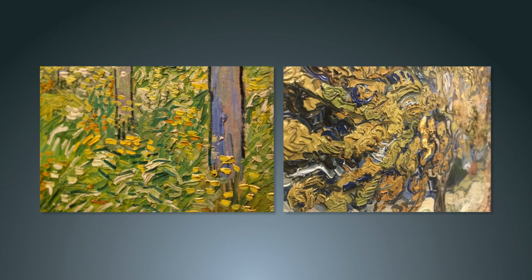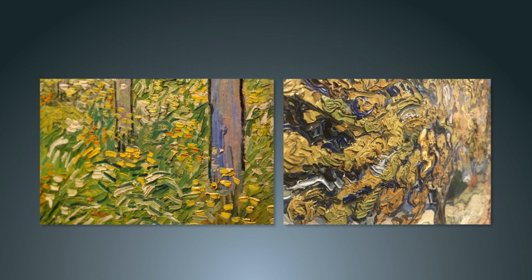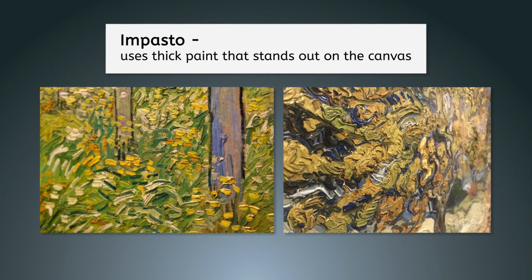Actual texture doesn't have to be sculptural, though. Painted works can also have tactile components. Think about the thickly painted canvases by Vincent van Gogh. The paint layers create a texture you can see and feel using a technique called impasto. Impasto uses thick paint that stands out on the canvas.